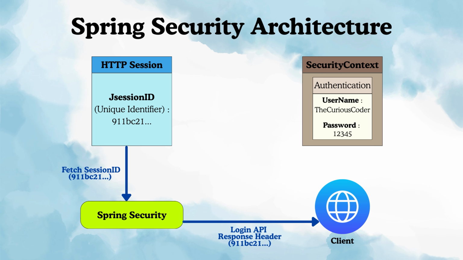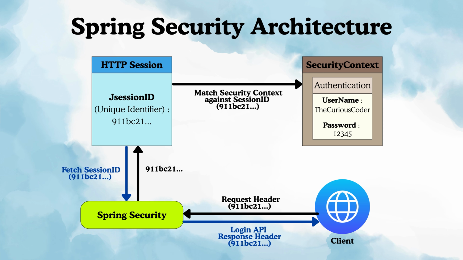Now what happens on the next request? The browser sends the JSESSIONID inside the request header, and Spring Security reads the ID and matches it in the security context. If the user is already authenticated, then no login is required again. Otherwise, they would have to log in because that means they are trying to log in for the first time. Okay, so this is how session based authentication works.